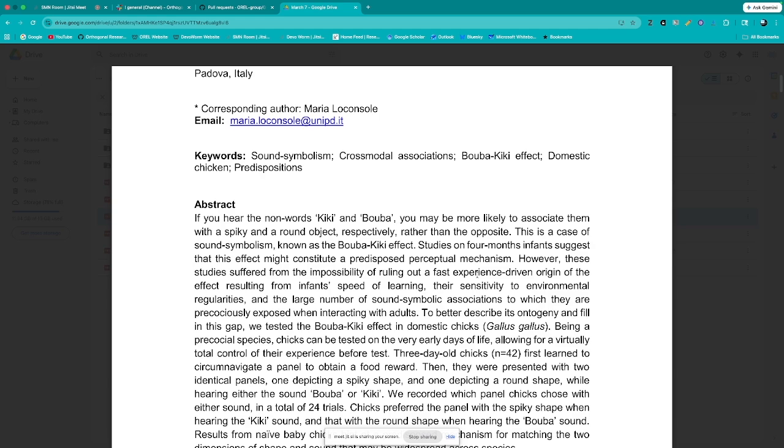Studies on 4-month infants suggest that this effect might constitute a predisposed perceptual mechanism. So this is in humans, where they've looked at infants. The idea is that it's some sort of effect innate to our perception as humans, something we do early in development, and it gives us a tool to deal with information we've never seen before. However, these studies suffered from the impossibility of ruling out a fast experience-driven origin of the effect, resulting from infant speed of learning, their sensitivity to environmental regularities, and the large number of sound symbolic associations to which they are precociously exposed when interacting with adults.